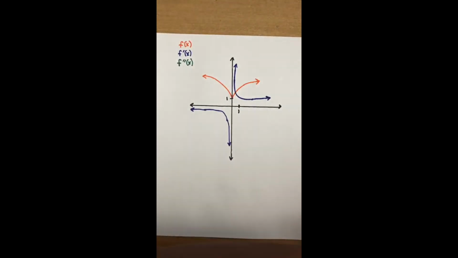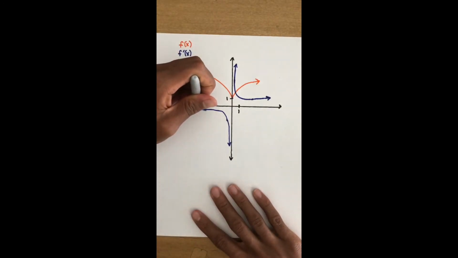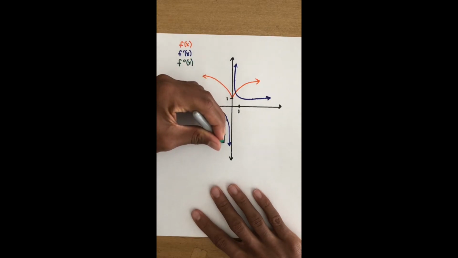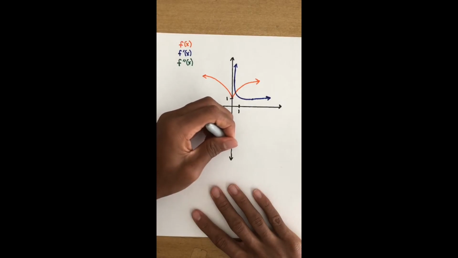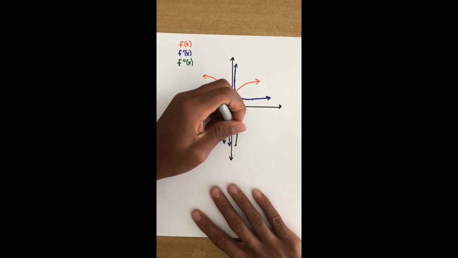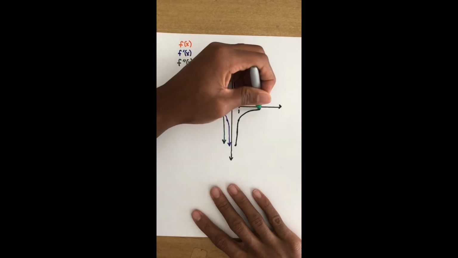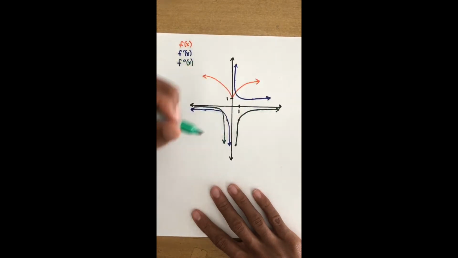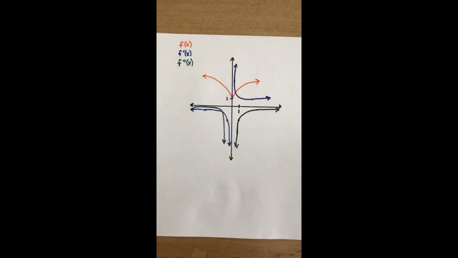And then the second derivative graph is coming along nicely, going right along the first derivative, and in the fourth quadrant, right along. And that is our graphs.